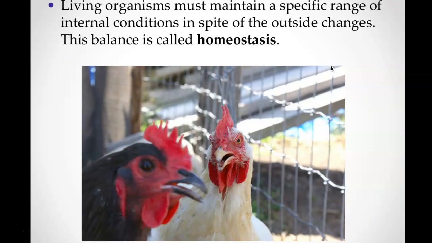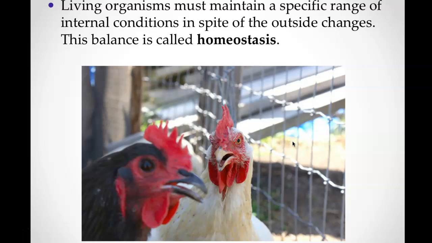Living organisms must maintain a specific range of internal conditions in spite of outside changes. This balance is called homeostasis. I'm sure you've heard that word before. Chickens pant to give off excess heat. They pant, kind of like a dog does, but I'm sure you didn't know chickens do that too. As humans, we don't pant. That would actually look really funny if we walked around doing that when it was really hot. But what we do is sweat. So that's an example of homeostasis.